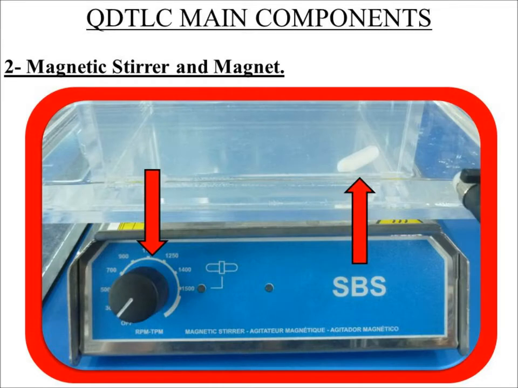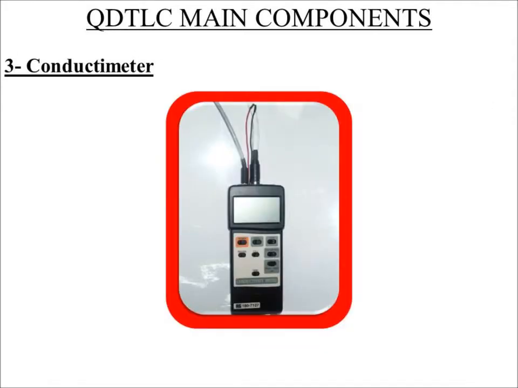Number 2. Magnetic stirrer and magnet. This magnetic stirrer is a computer-controlled element, and it has a capacity range going from 0 to 300 RPM. This stirrer will be controlling the magnet while the experiment is being performed. Number 3. Conductimeter. This device will be measuring the conductivity values through the performance of the experiments. It also provides fast and accurate readings.